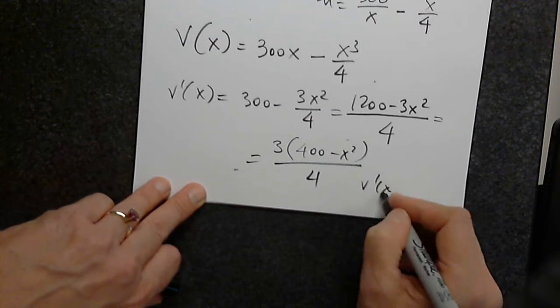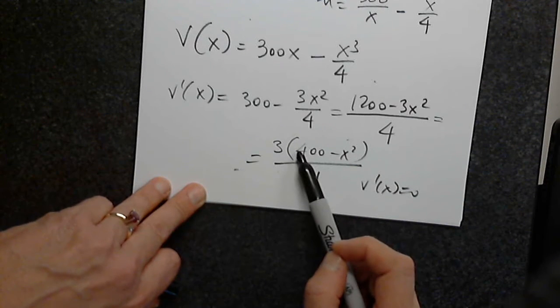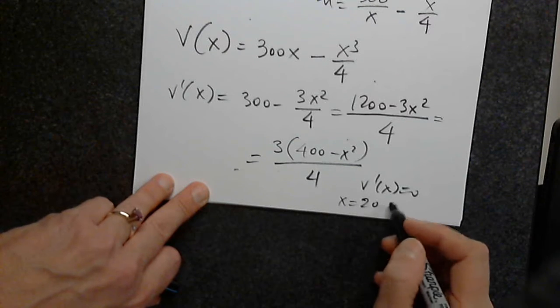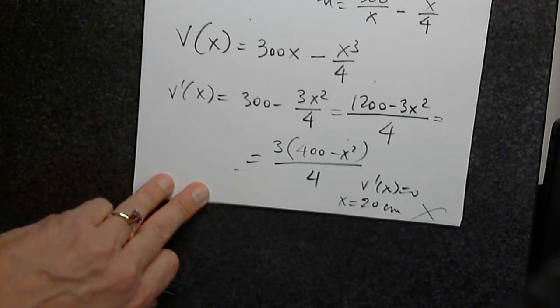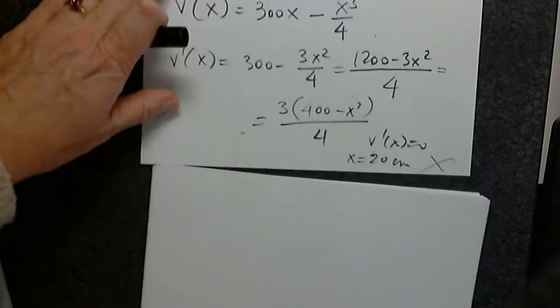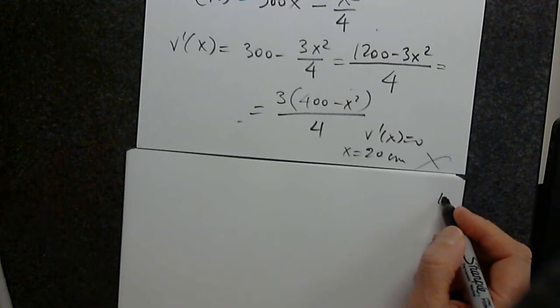And when we set V prime equal to 0, we get x equals 20 or negative 20 centimeters. But negative 20, we should not even write it because it's not possible. Again, this is not enough. I have to determine x. I have to determine h.